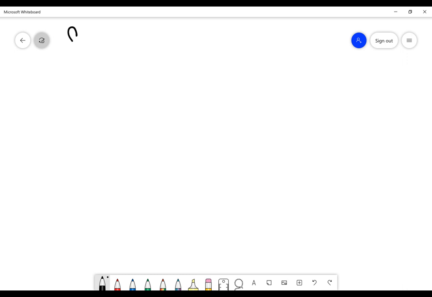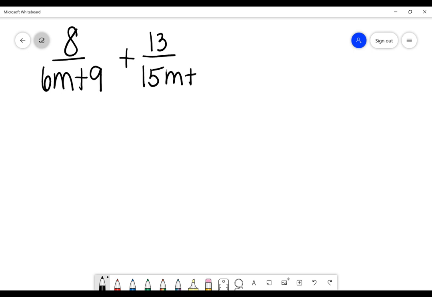And that problem is going to be 8 divided by 6m plus 9. And we're going to add that to 13 over 15m plus 30. So we'll start off with a basic. Now, our first step is to factor the denominator. So for both of these, we're just going to take out the greatest common factor. So we'll start by doing that.